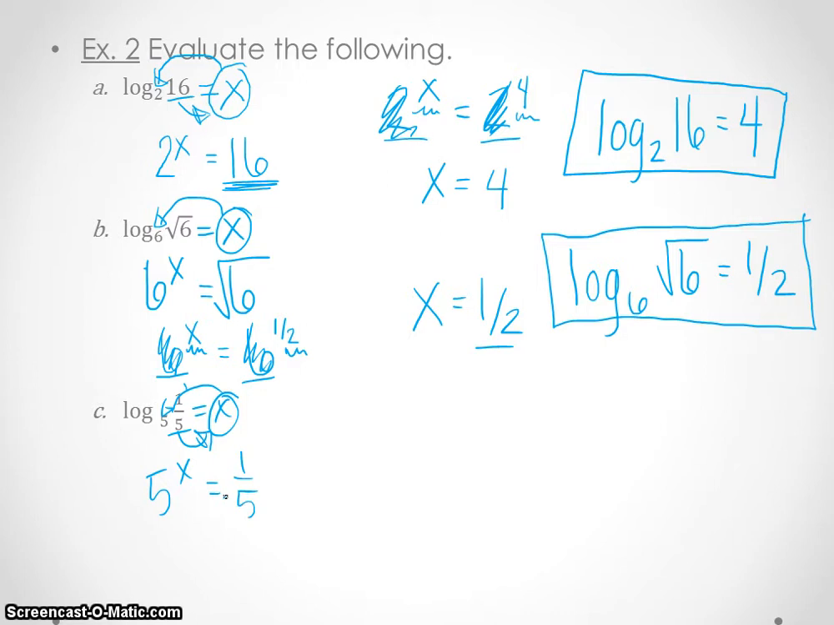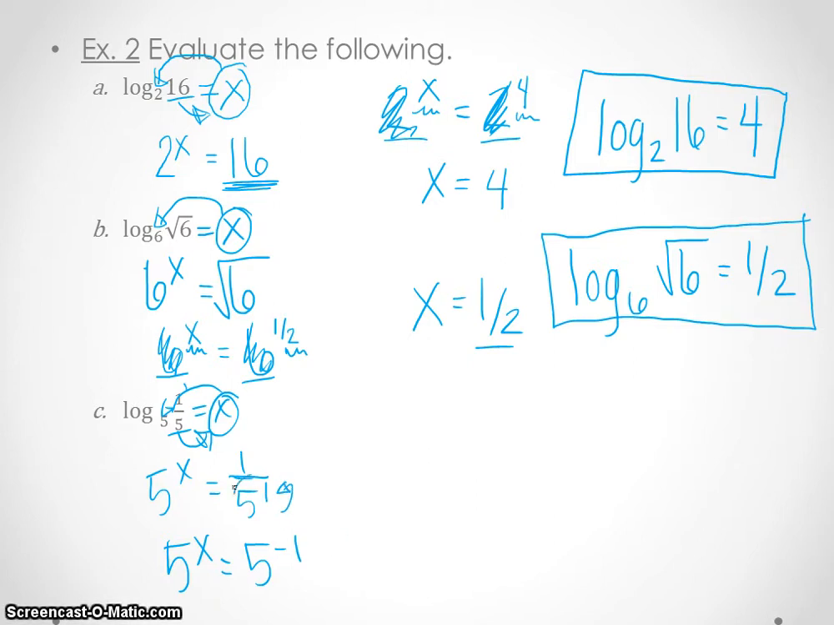All right, yikes, 5 to the x. Now, ooh, remember, if you have 5 downstairs, that just means, well, 5 to the first is 5, right? That means I could rewrite this as 5 to the x power equals 5 to the negative first power, because we know 5 to the negative first, all that does is put it downstairs, and it becomes 5 to the first, which would give us our 1/5 that we needed.